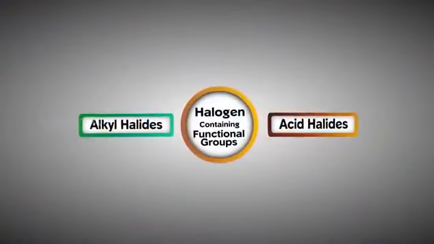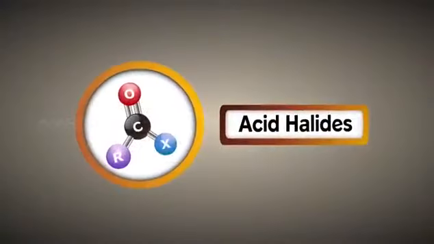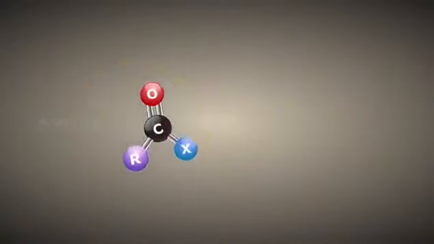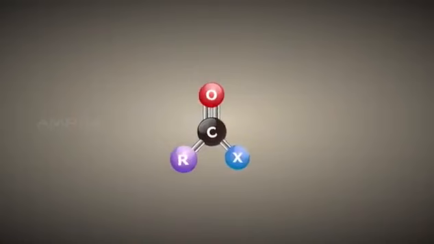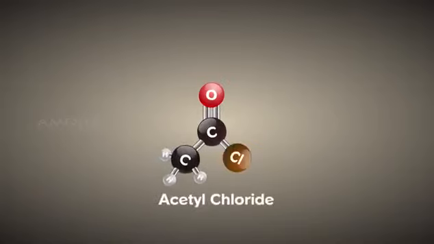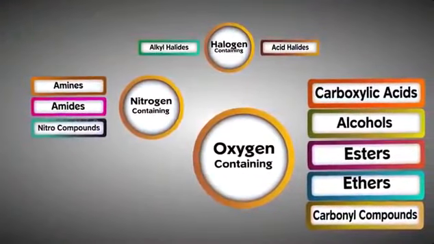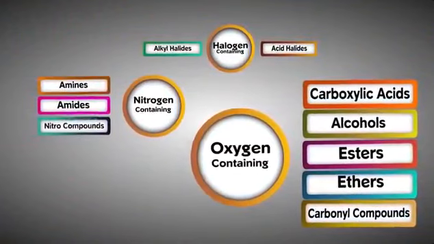Now, let's familiarize ourselves with another family of hydrocarbons, the acid halides. These are groups containing the COX functional group, where X may be fluorine, chlorine, bromine, or iodine. A typical example is acetyl chloride. So, we met the family members and they were quite fascinating, weren't they?